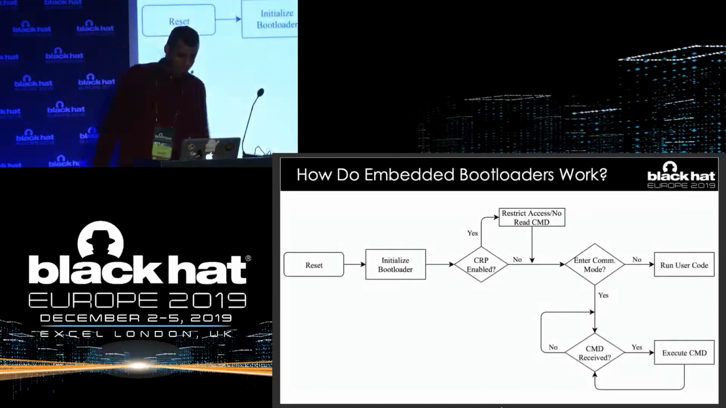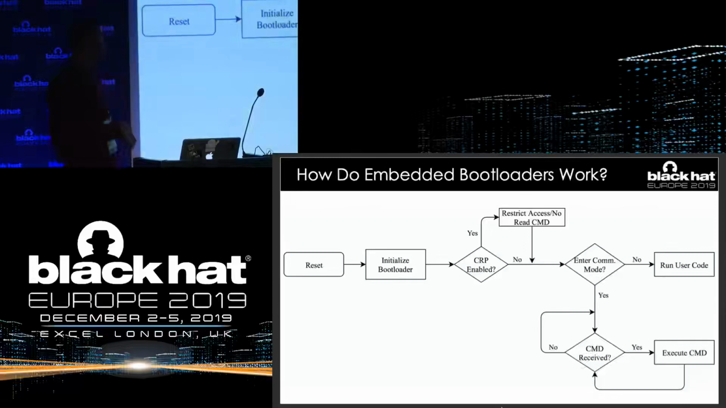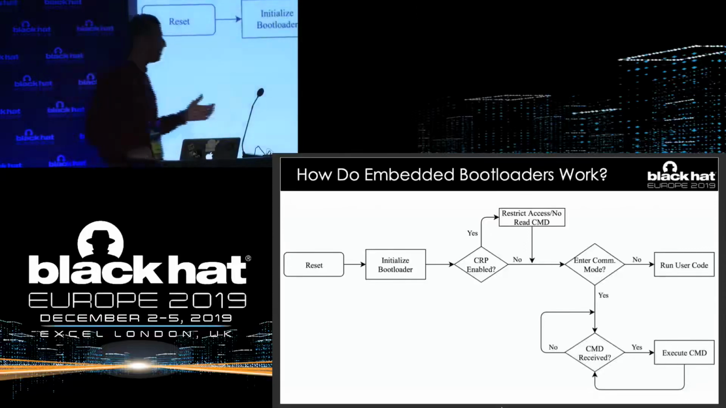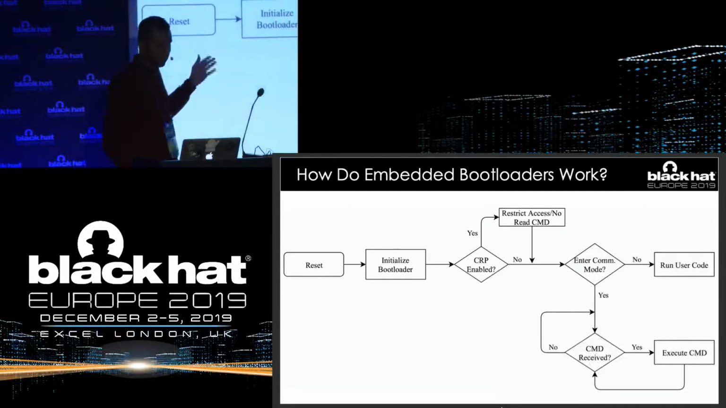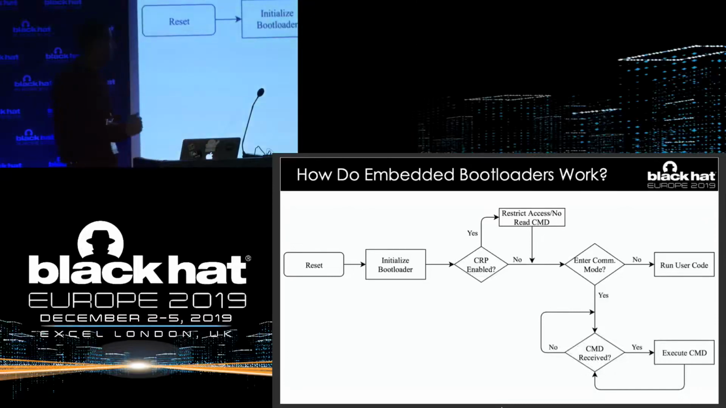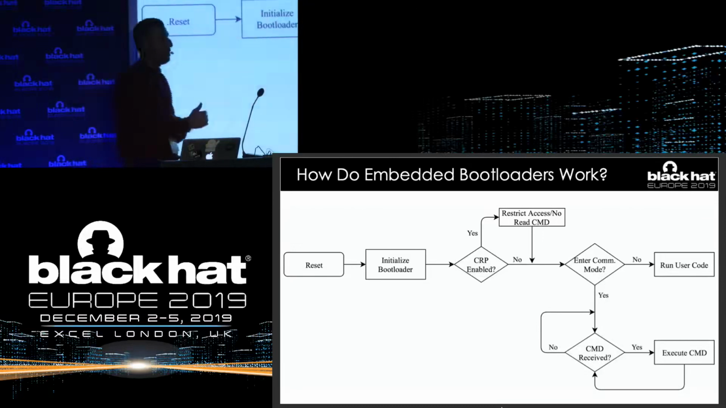So just to give a little bit of background about embedded stuff. This graph explains how embedded device bootloaders work. At first, whenever the device is initialized or reset, the first thing that it does, as we said, is check if the code protection is enabled. And if yes, it will impose some restrictions on the device. So it will not allow, as we can see here, the read command or the write command or all that stuff.